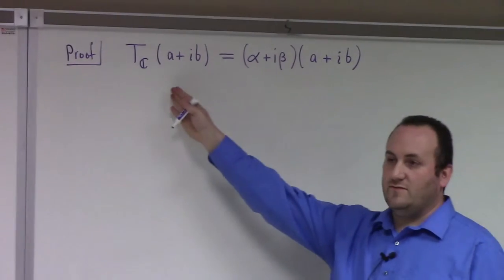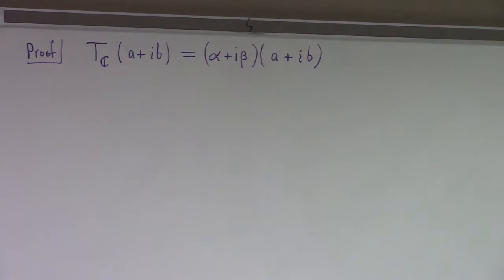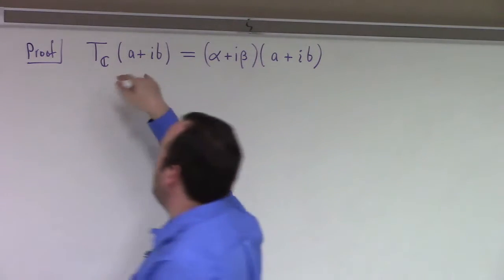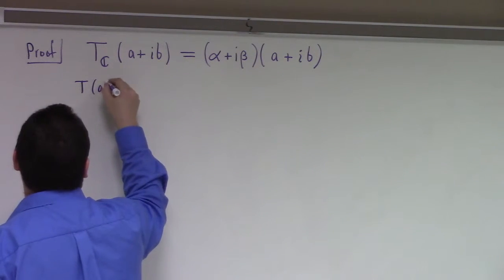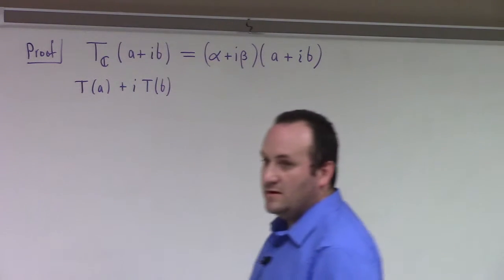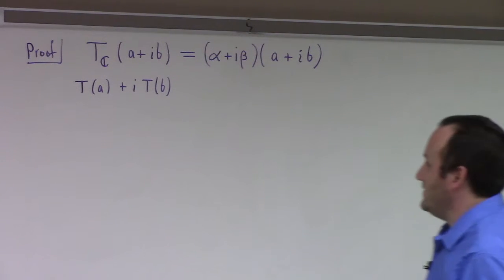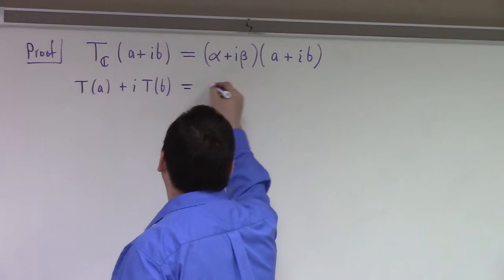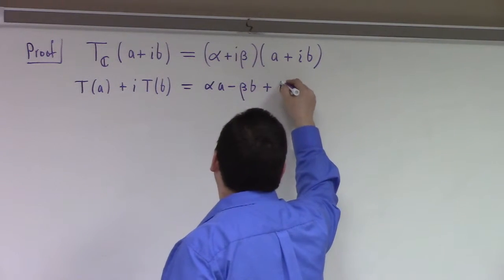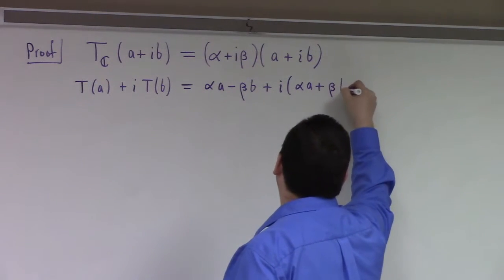So this is just the definition that v equals a plus ib is a complex eigenvector. Now we use the definition of the complexification, which is what? This is really just T of a plus i times T of b. That's how we defined the complexification last time. It just basically spits out the i and proceeds as normal. This over here we can multiply out. This is alpha a minus beta b, because i squared is minus 1, plus i times alpha a plus beta b.